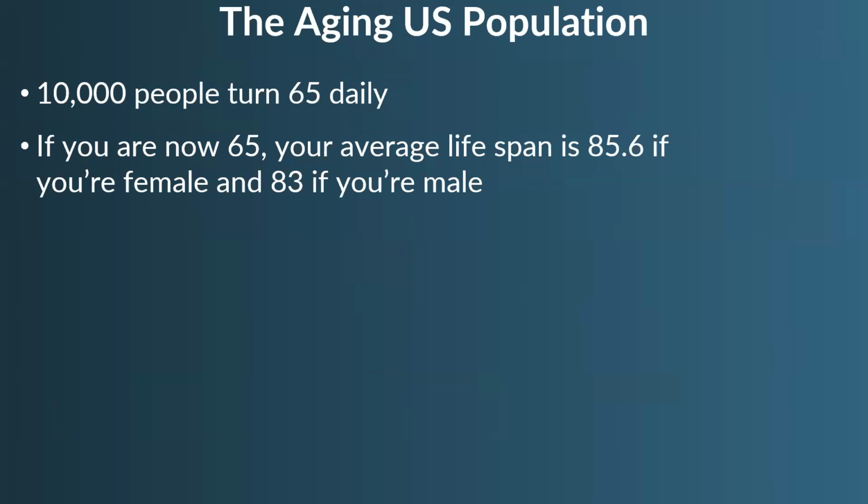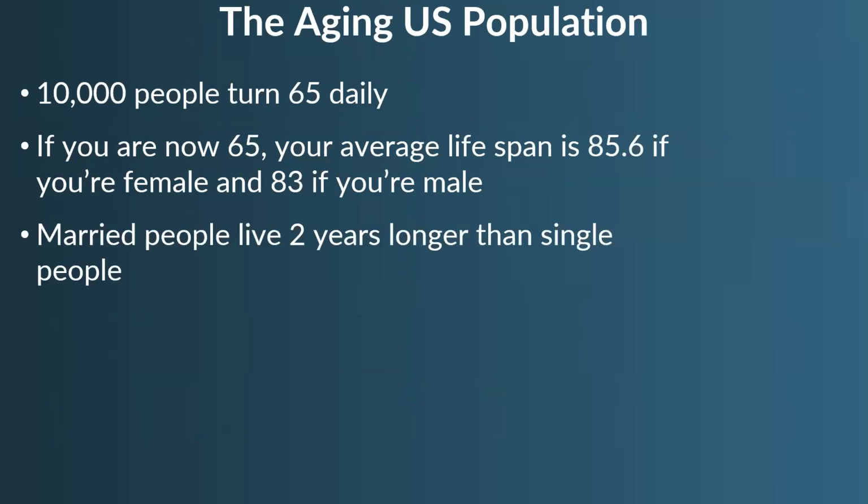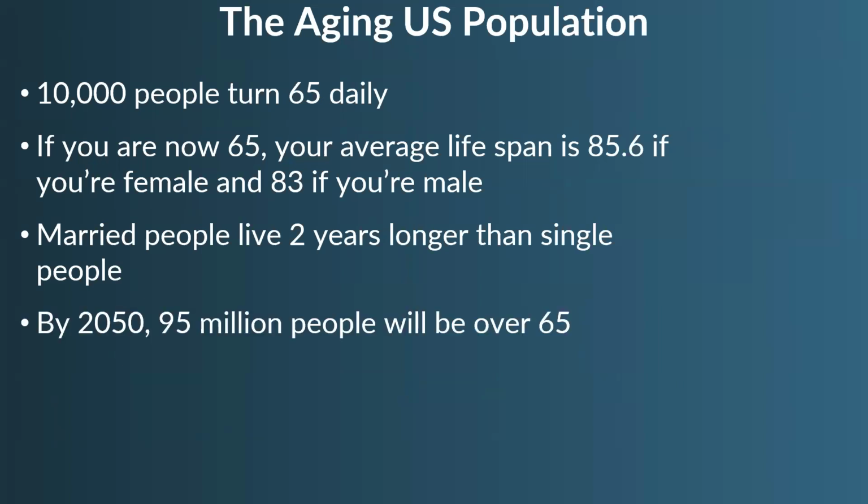So if you think about that, if you're now 65, you've got an average lifespan of 85.6 years if you're female, and 83 years if you're male. So we have a longer time horizon than we've ever seen before because people are living longer. And as they live longer, a lot of times we need that extra help. Married people live 2 years longer than single people. There again, it's just something that we have to be aware of.